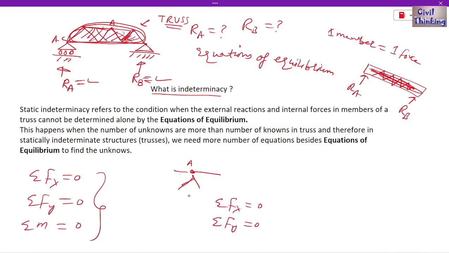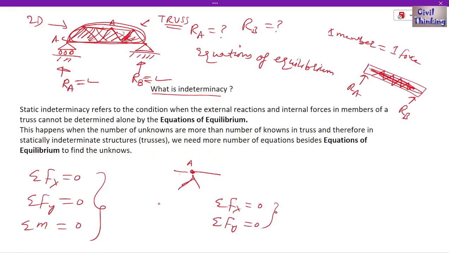When we talk about the equilibrium of a body as a whole, then we have three equations of equilibrium if we assume the whole body is a 2D structure. And when it is a point on a 2D structure, then there are only two equations of equilibrium. Now, what is indeterminacy?